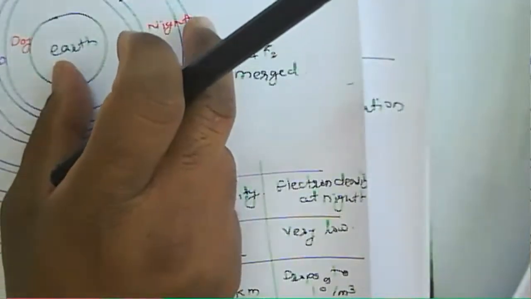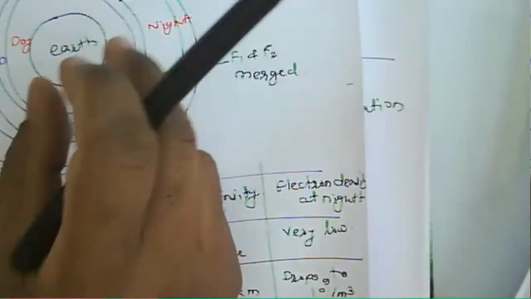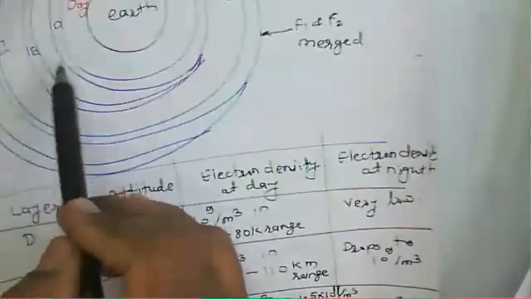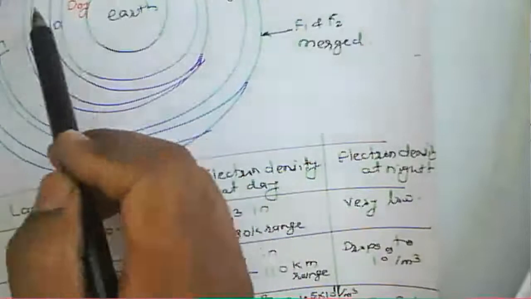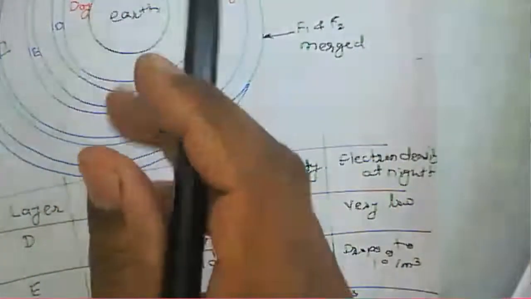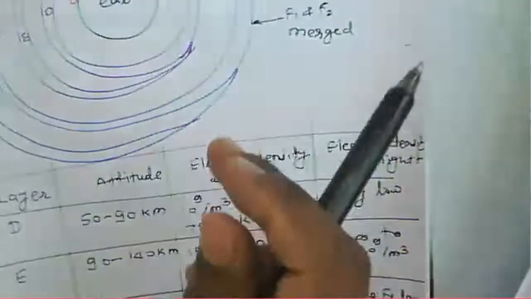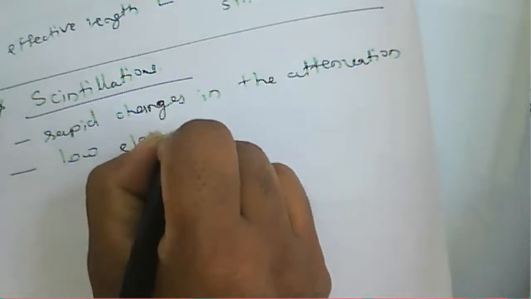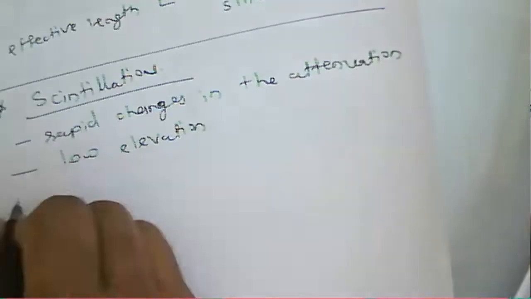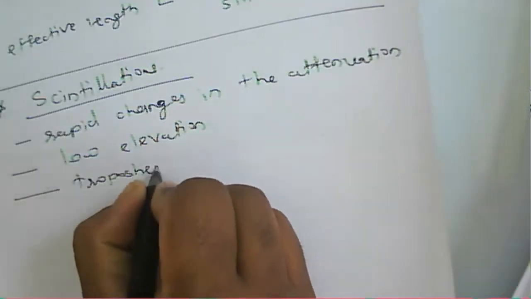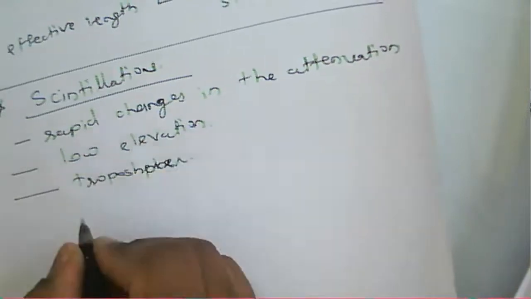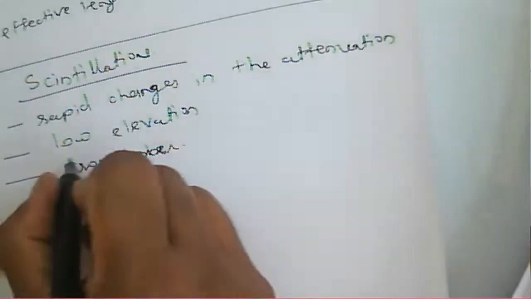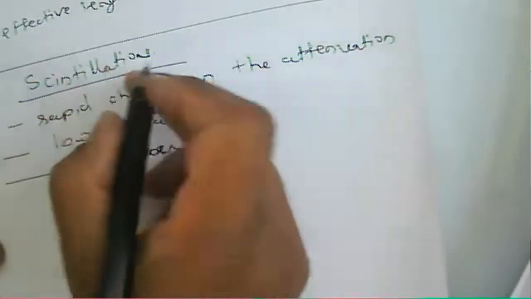But in the case of night, when the solar radiation disappears, there may be a variation in the ionospheric layer. Because of that variation in the ionospheric layer, scintillation occurs. Scintillation also occurs at a particular troposphere with a low elevation angle, due to variation in the troposphere. Or we can say that because of that low elevation angle, scintillation occurs.